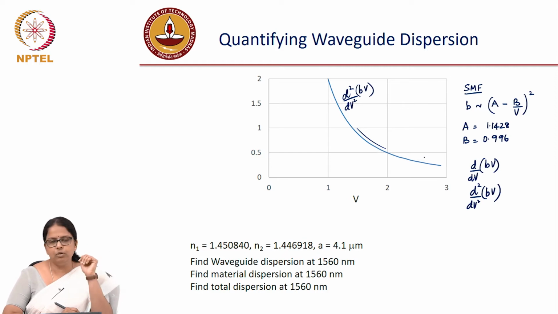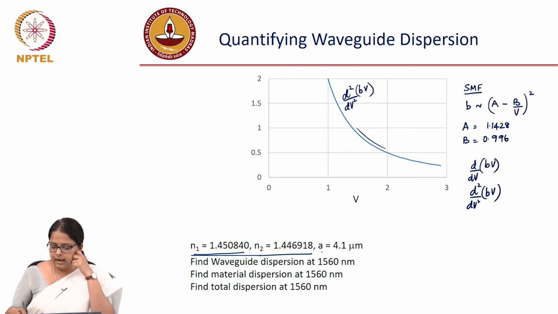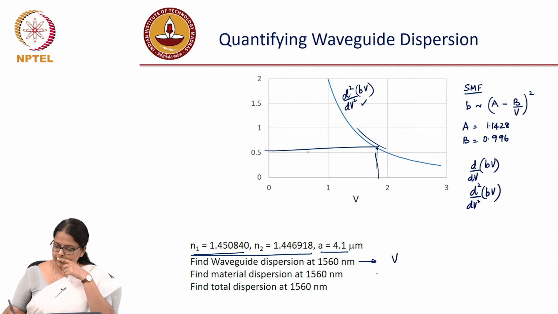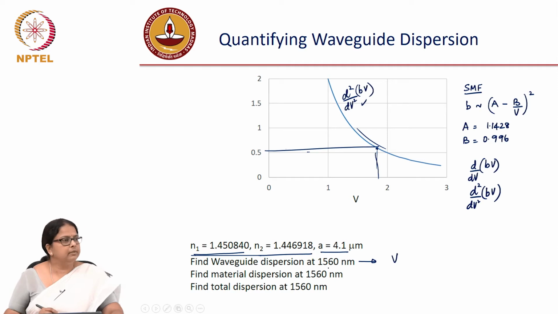And if I were to now do it for a specific wavelength, I were to calculate. So for example, I have given this 1.45, N2 is this, A is this. How do you find waveguide dispersion at 1560 nanometer now? You have to find out first what is the V number, and corresponding to that V number you find out what this number is, and from that you can now go ahead and substitute in this and calculate what is a waveguide dispersion. Okay, you will get it as some picosecond per kilometer nanometer.